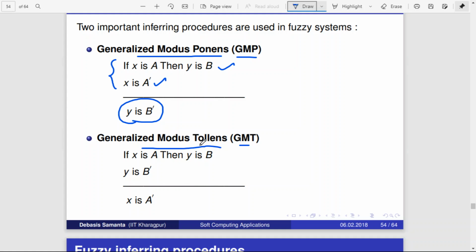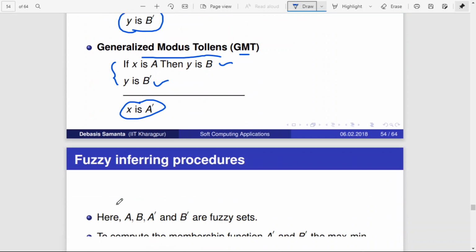And modus tollens says that, given that if x is A, then y is B, and if it is known that y is B dash, then from this we can infer that x is A dash. That is, if x is A, then y is B is given, and if it is known that y is B dash, then we can infer that x is A dash.